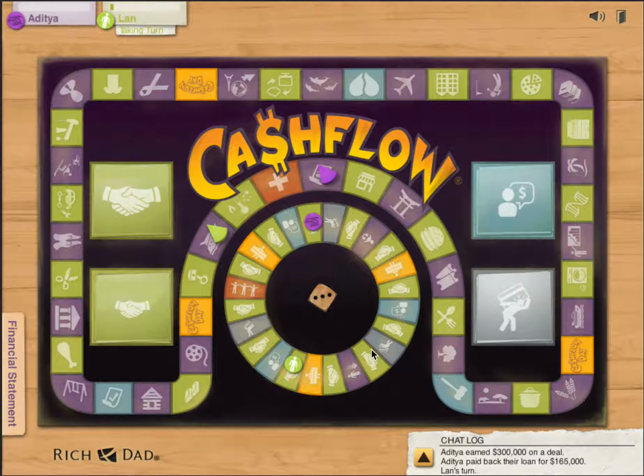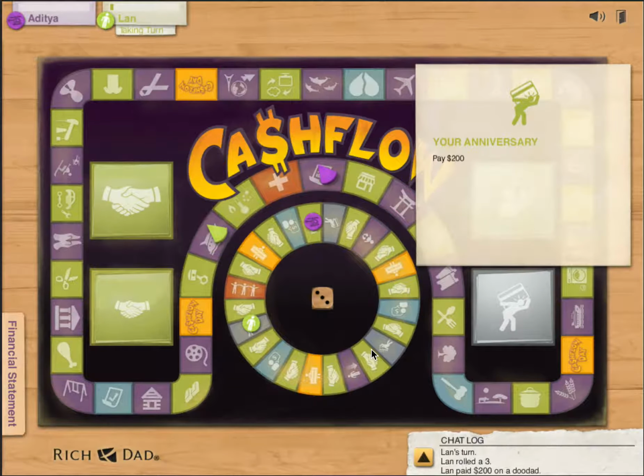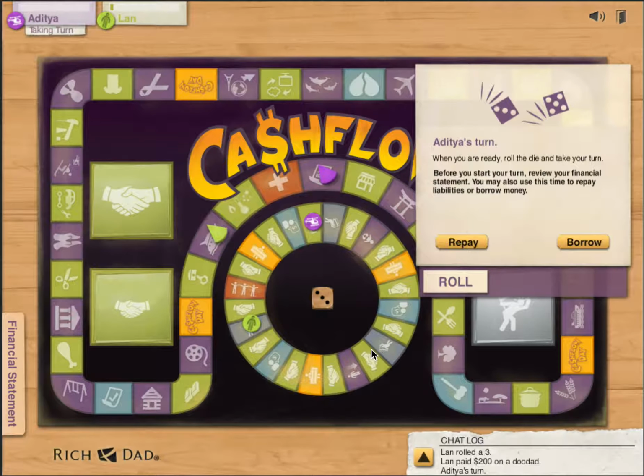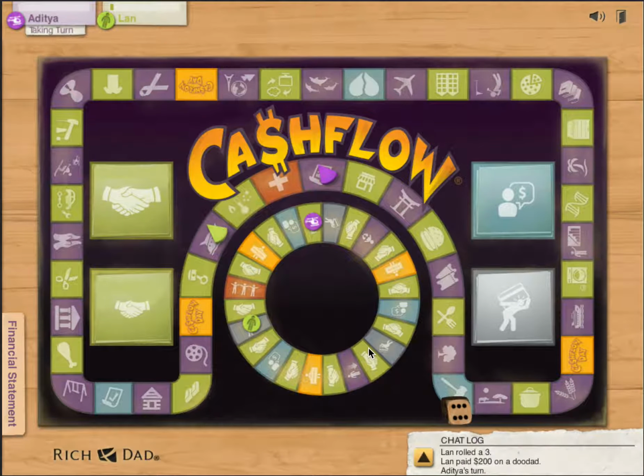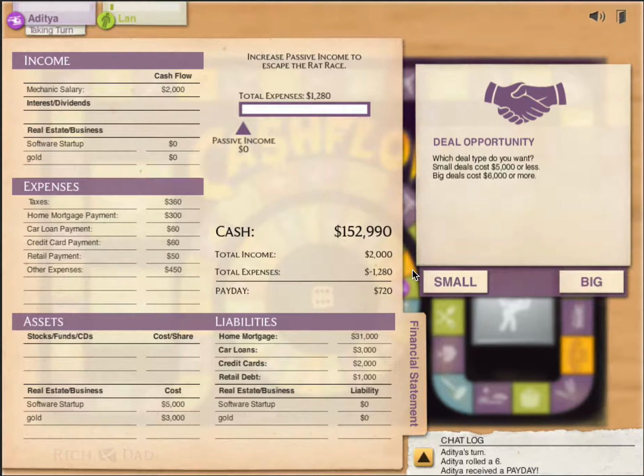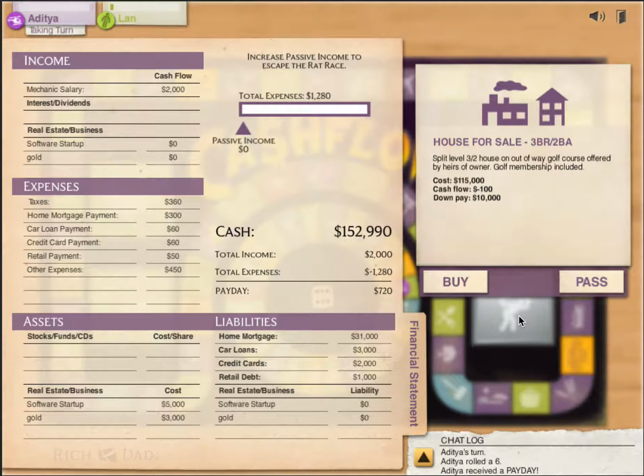And now our opponent is probably gonna take a long time before he can hit that much in cash on his own without some really great deals or something. And we got our $720 paycheck, which isn't too meaningful. And now we can go for some big deals. This is a negative cash flow in an expensive house, so we'll just go ahead and pass it. It's just a pointless deal.